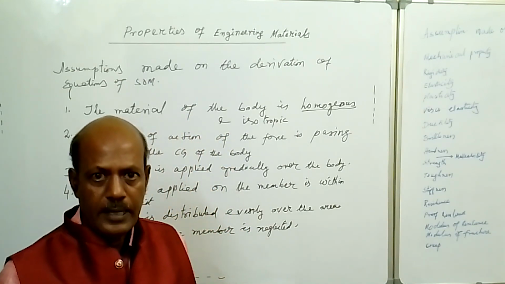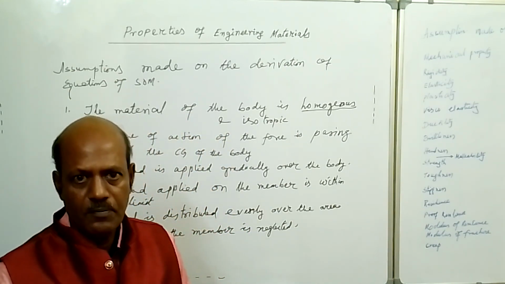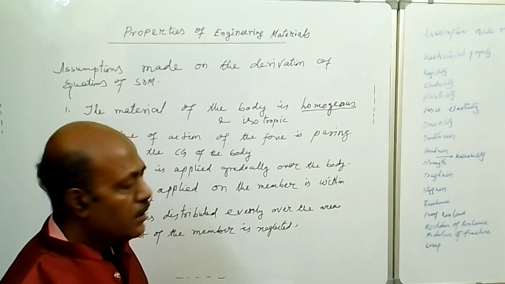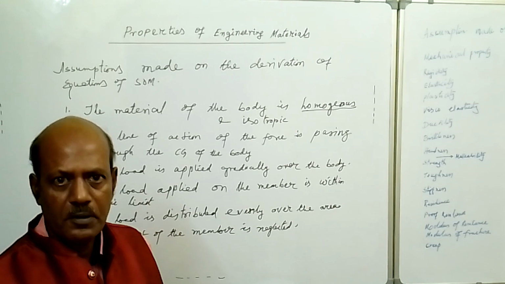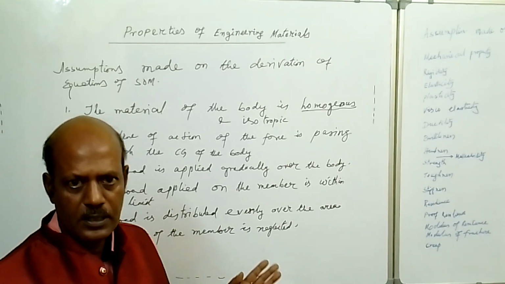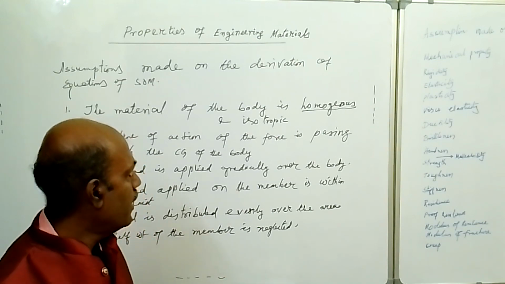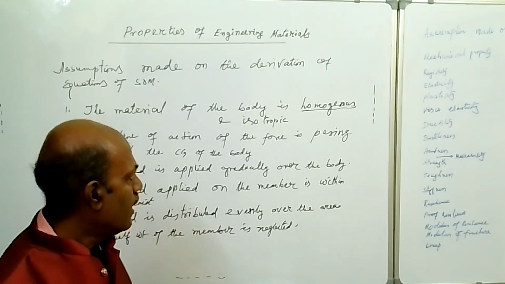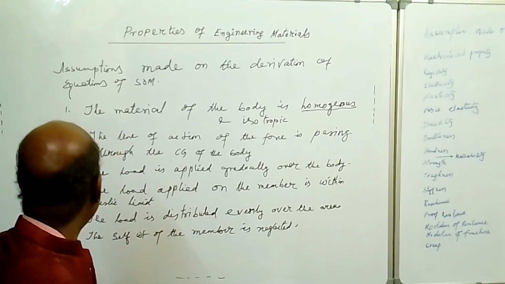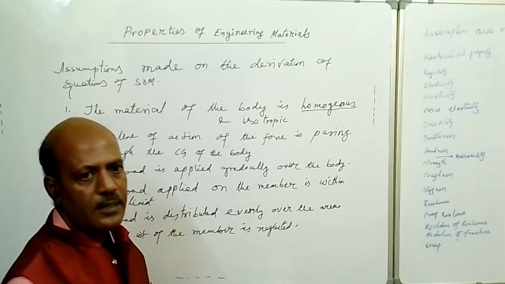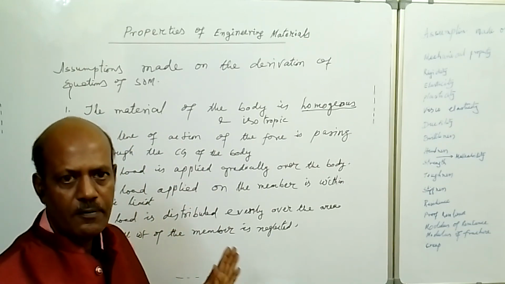Okay, so assumptions are made to simplify the calculation. Now, in real cases, there may be so many problems, so derivation is not possible if we consider the real cases. So that's why the assumptions are made to simplify the calculation. So now the various assumptions. The first assumption: the material of the body is homogeneous and isotropic. So this is the first assumption.